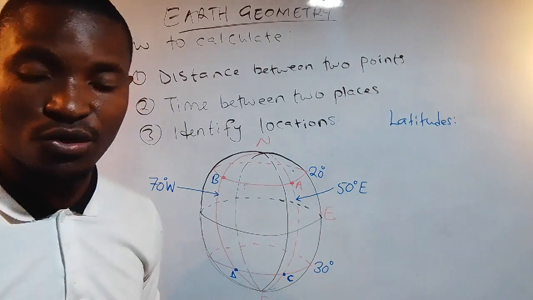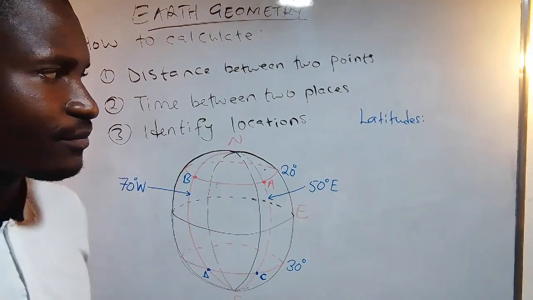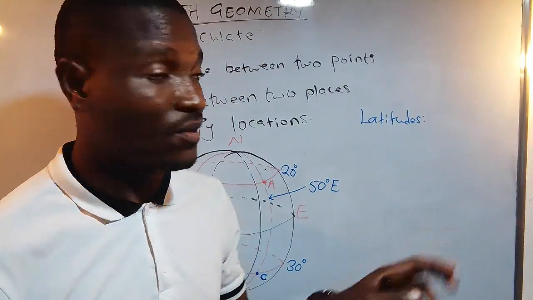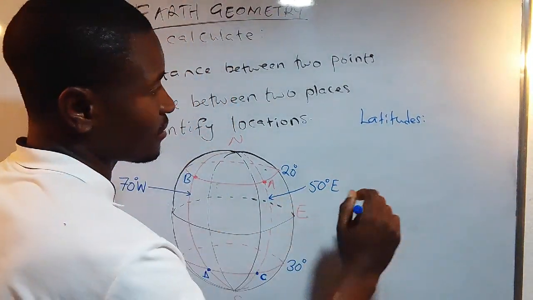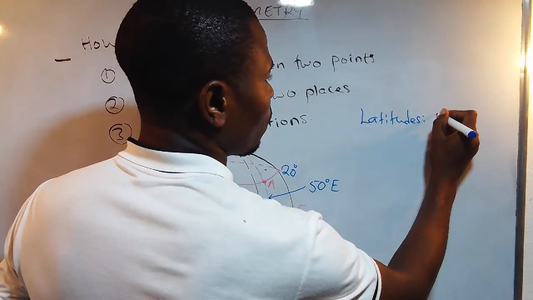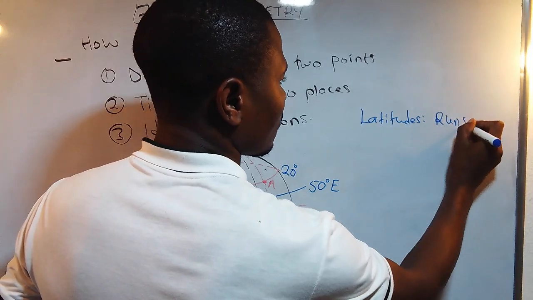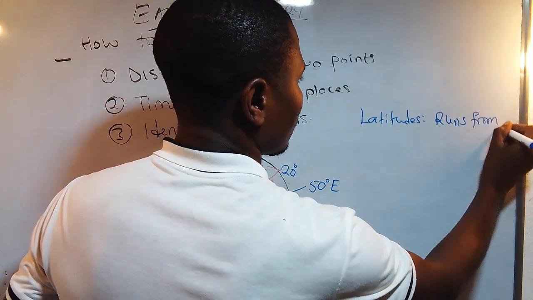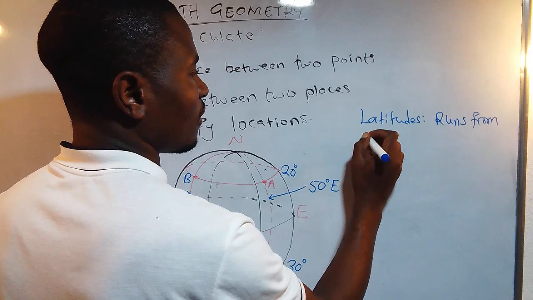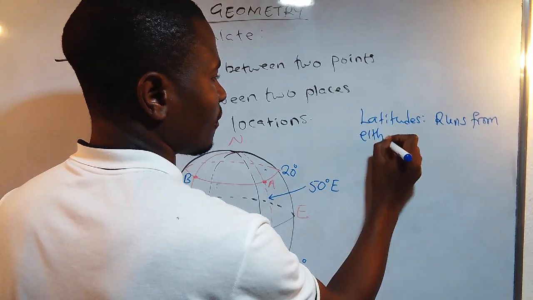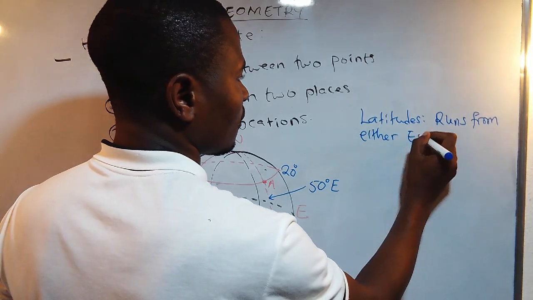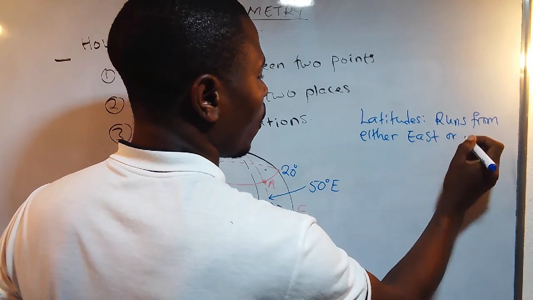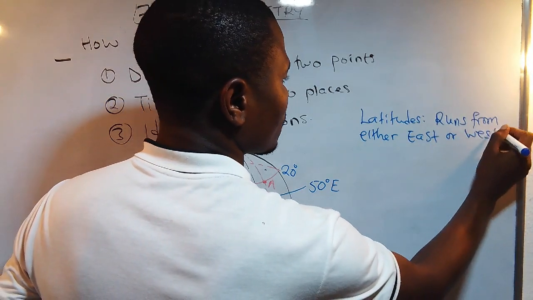Now, what you're supposed to understand is, when you're looking at the latitudes, the latitudes run from either east or west.